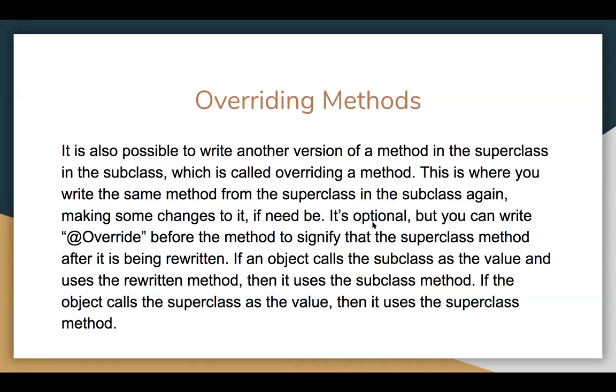So again, overriding a method is optional. Like you don't have to override a method in the subclass if you don't need to. But you can write @Override before the method in the subclass to signify that the superclass method is being rewritten. So if an object calls the subclass as the value and uses the rewritten method, then it calls the subclass method. But if the object calls the superclass as the value, then it uses the superclass method.